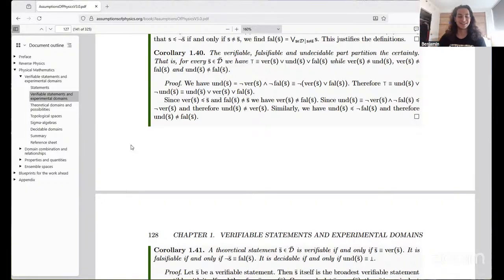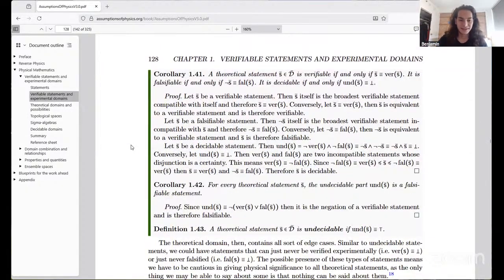That makes sense. Yeah, right. I guess I can finish with this block. Corollary 1.41: a theoretical statement S bar is verifiable if and only if S bar is equivalent to var of S bar, and is falsifiable if and only if its negation is equivalent to the fall of S bar. It's decidable if and only if und of S bar is equivalent to impossibility.